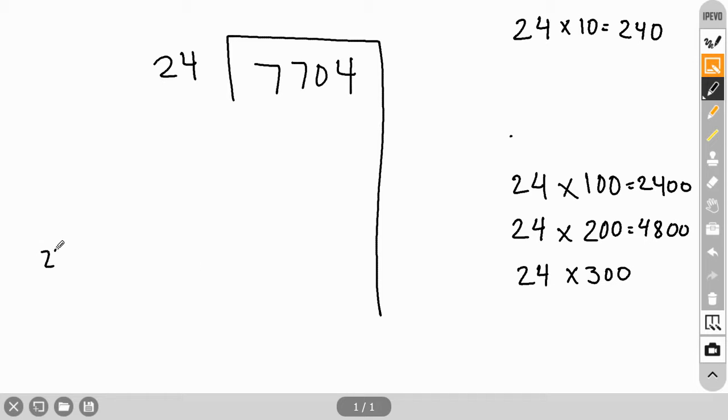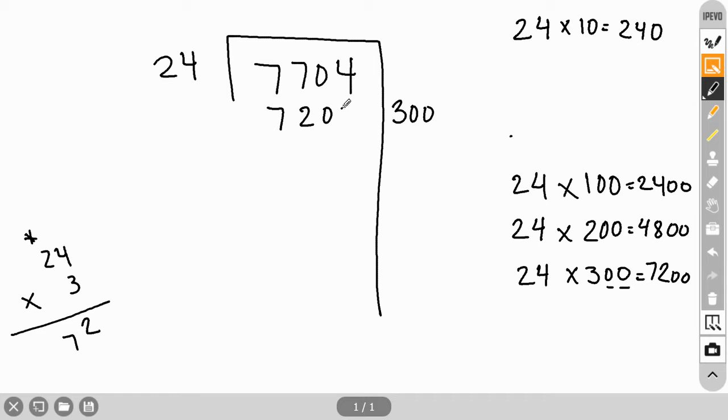So if you want to do 24 times 3 on the side here, you can. 3 times 4 is 12. 1 goes here. 3 times 2 is 6 plus 1 is 7. Oh, 72. Plus the 2 zeros. This is the best for me to do, 24 times 300. So I'm going to put 300 here, and I'm going to put 7,200. So 24 times 300 equals 7,200.